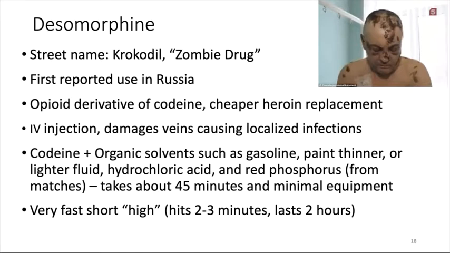It immediately causes vein damage, which causes infections. Those infections cause the skin to become hardened and discolored, and it makes their skin look like a crocodile, which is where it gets its name, crocodile. It is made from codeine plus other organic solvents such as gasoline, paint thinner, lighter fluid, hydrochloric acid, and red phosphorus, which is what makes those red tips on matches. It takes about 45 minutes to make, and it takes minimal equipment, but it is wildly dangerous.